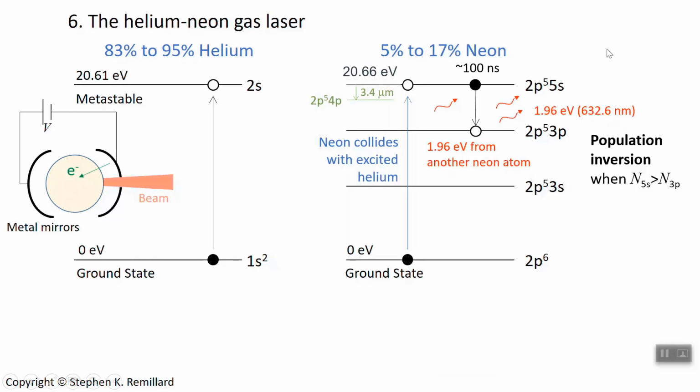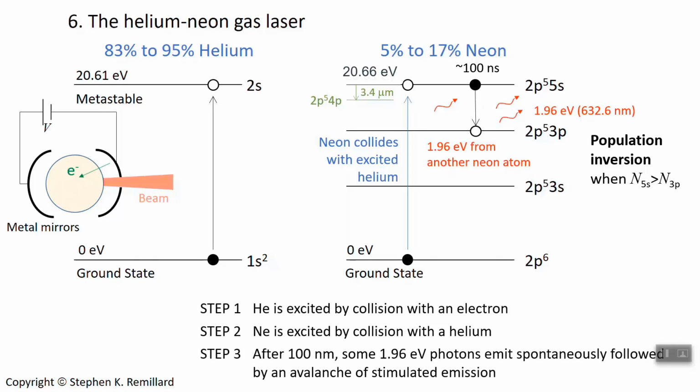I should also point out that there are a lot of states in the neon atom. If a photon were emitted from the 5s subshell as an electron decays into the 4p subshell, a 3.4 micron photon will be emitted. And that's the basis for the helium-neon infrared laser at 3.4 microns.